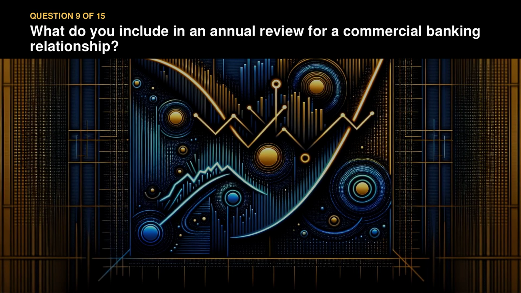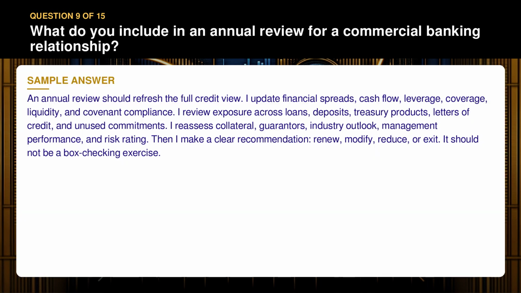Question 9. What do you include in an annual review for a commercial banking relationship? An annual review should refresh the full credit view. I update financial spreads, cash flow, leverage, coverage, liquidity, and covenant compliance. I review exposure across loans, deposits, treasury products, letters of credit, and unused commitments. I reassess collateral, guarantors, industry outlook, management performance, and risk rating. Then I make a clear recommendation: renew, modify, reduce, or exit.